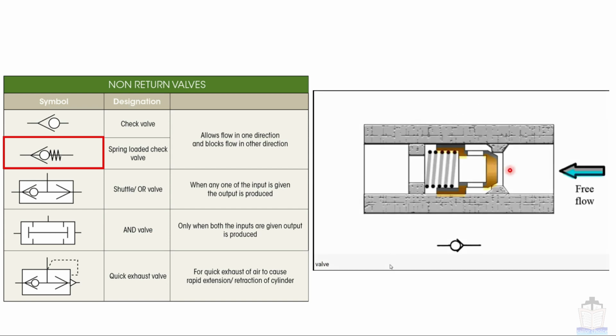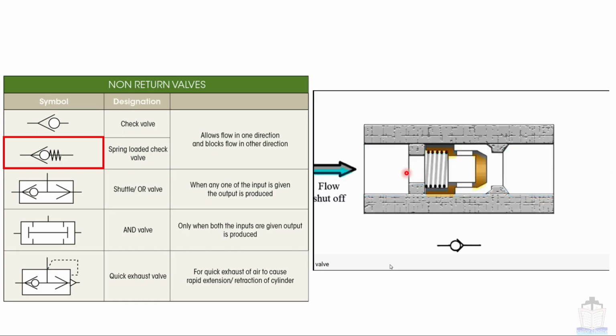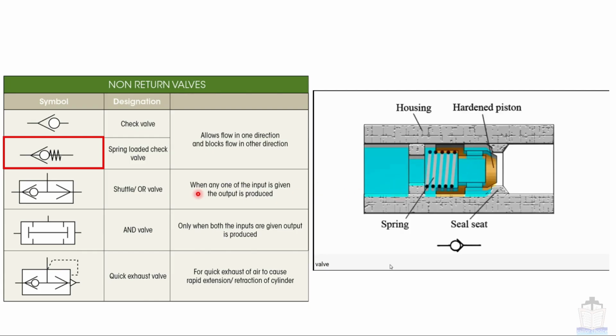So you can see gases are passing through this way, but if they pass through this way, it is restricted. Okay, moving next, we have already discussed the shuttle valve, so we will discuss the AND valve.